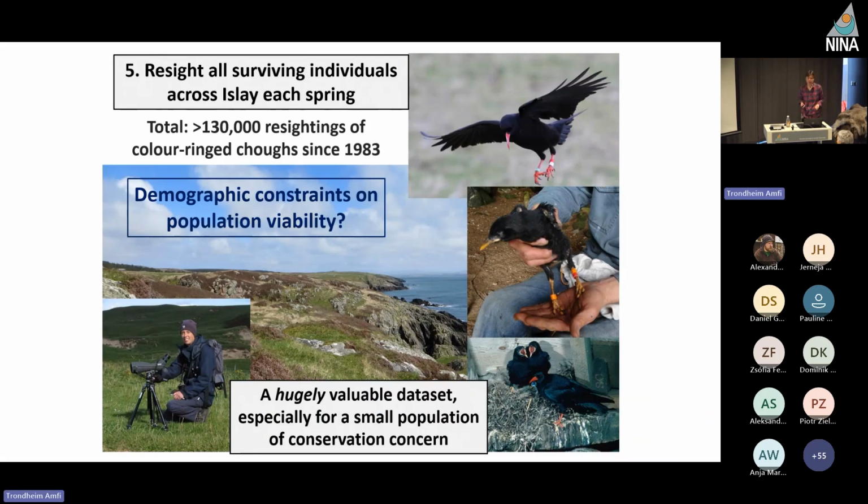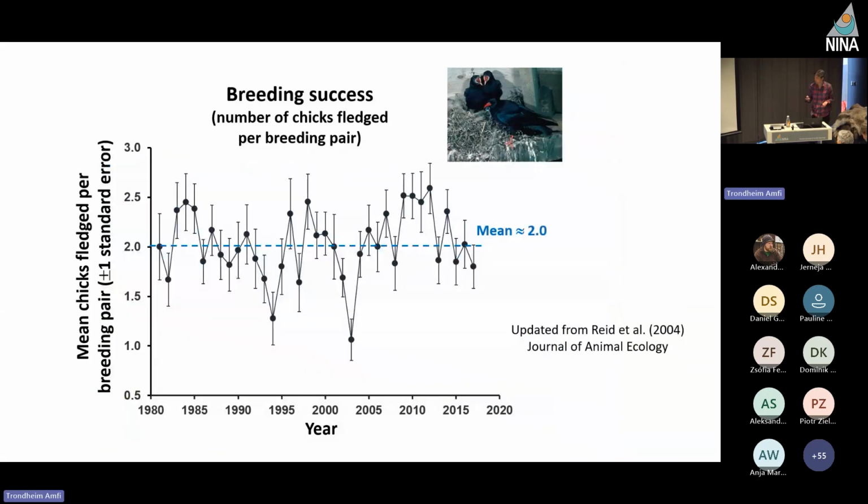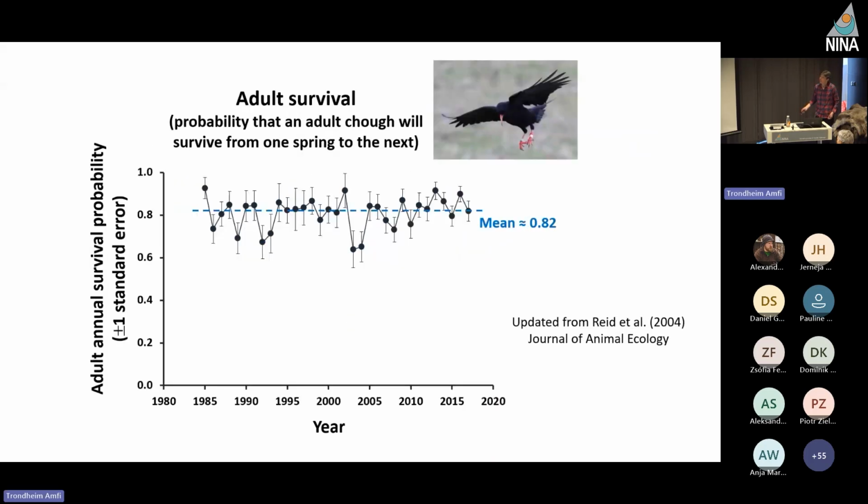And just to summarize perhaps the key results here, if we look at the variation in breeding success across time, so the number of chicks fledged per breeding pair, you can see that it varies quite substantially among years, but there's no long-term trend. So there's no evidence that breeding success has gone up or down on average over these 40 years. If we look at adult survival, so this is the probability that an adult chough that's alive one spring will still be alive the next spring. Again, there's a bit of variation among years, but no overall change.